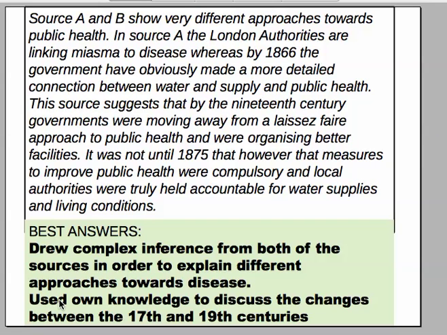Okay, so here's our model answer. It says source A and B show very different approaches towards public health. In source A, the London authorities are linking miasma to disease, whereas by 1866 the government has obviously made a more detailed connection between the water supply and public health. Now, what we're going to look for is these key skills here. Where in this answer have we made some complex inferences from both sources? And what knowledge has been used to do it?